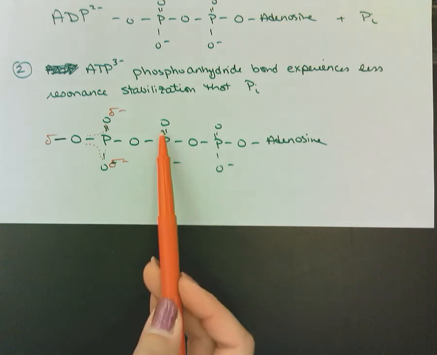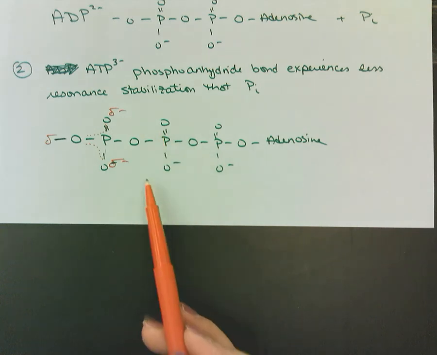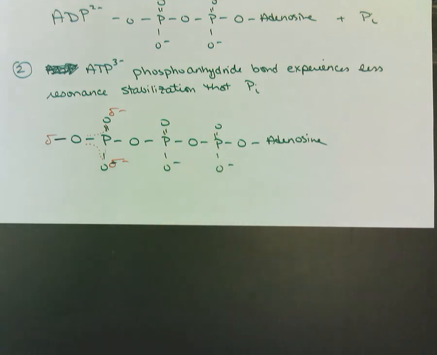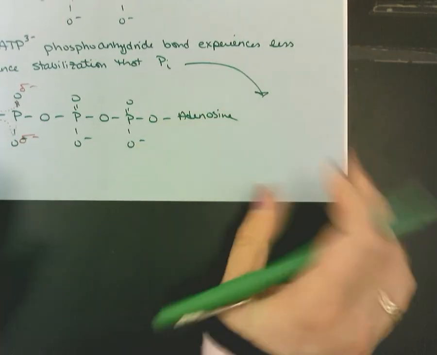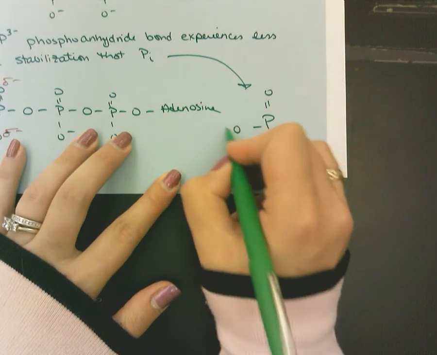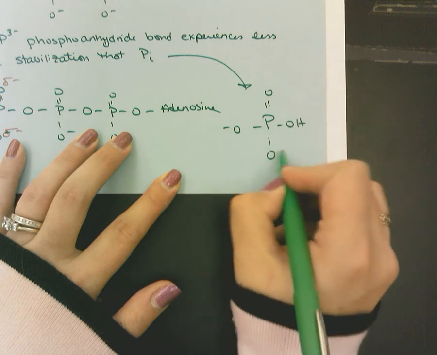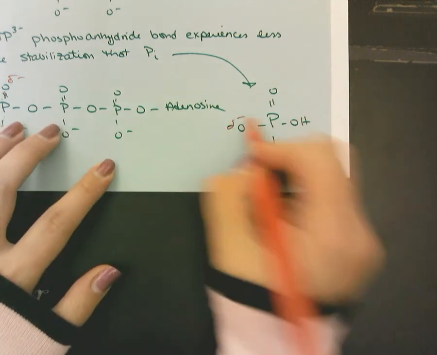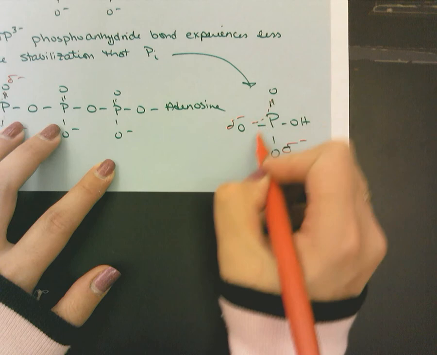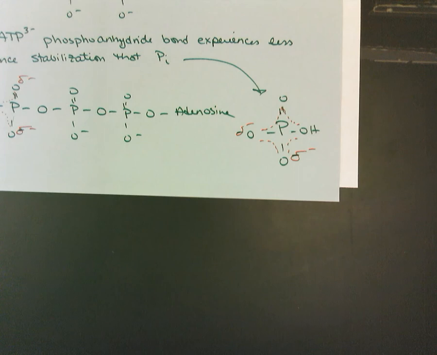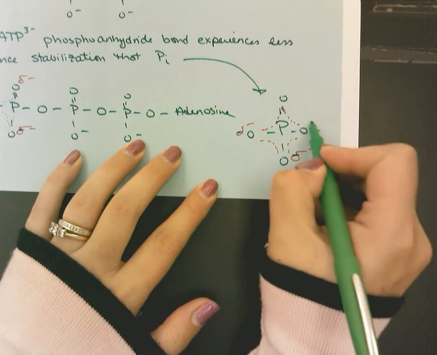Double bonds in resonance amongst all those. But I can't do that as well for these middle ones, right? There's only one other oxygen it could be in resonance with. But regular old Pi over here, inorganic phosphate, is really, that double bond is shared between all those oxygens. I guess, to be more correct, it should be like that.